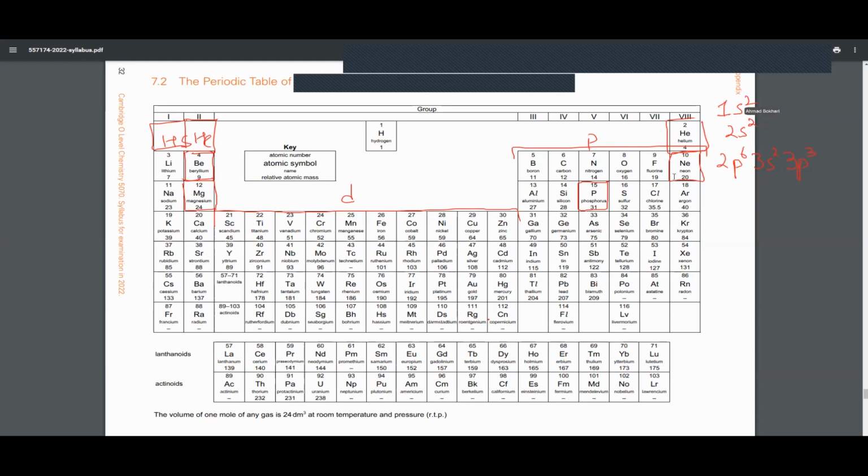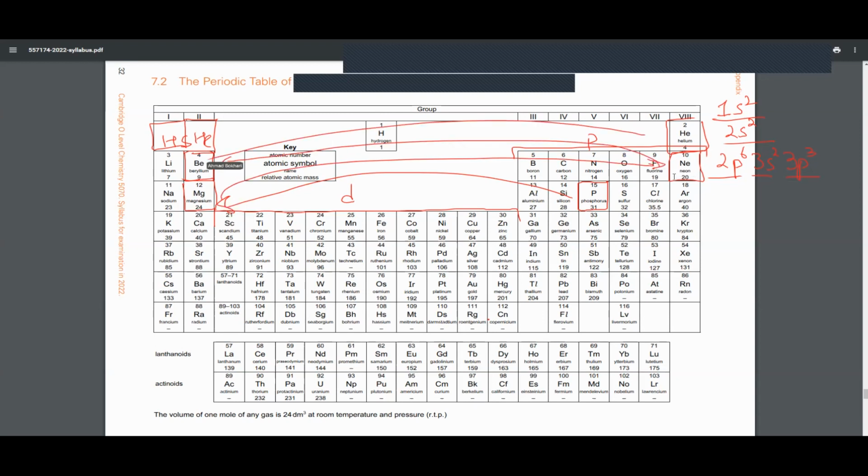So my configuration of phosphorus would be 1s2, 2s2, 2p6, 3s2, 3p3. All you have to do is keep finding your way to the previous stop in the block and then figuring out what its configuration is. And the method is: row, block, column. That's how we write it.